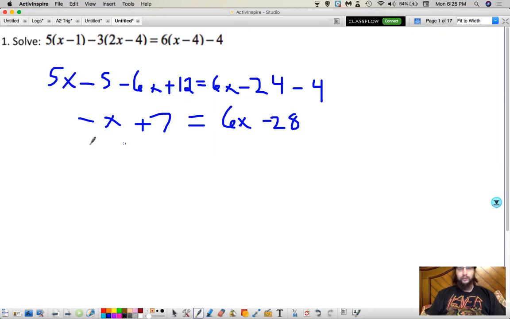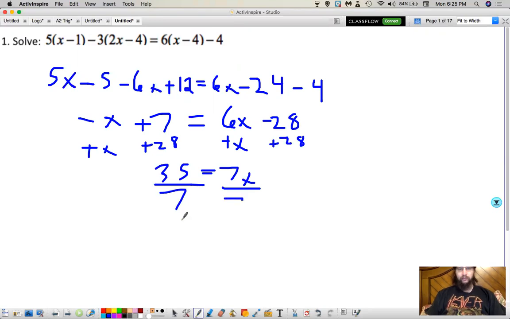I'm going to add x to both sides. Add 28 to both sides. 35 is 7x. Divide by 7, and you get 5 is equal to x. That's it, just a basic linear equation, guys. 3 points. Yes, work is required.